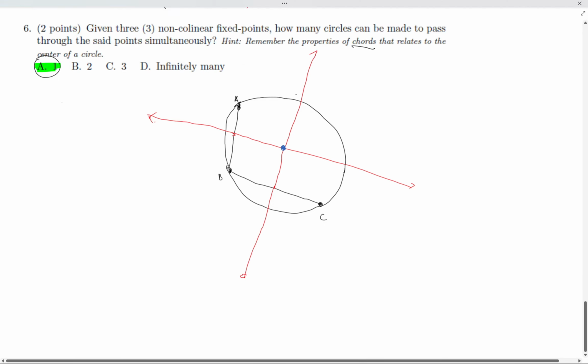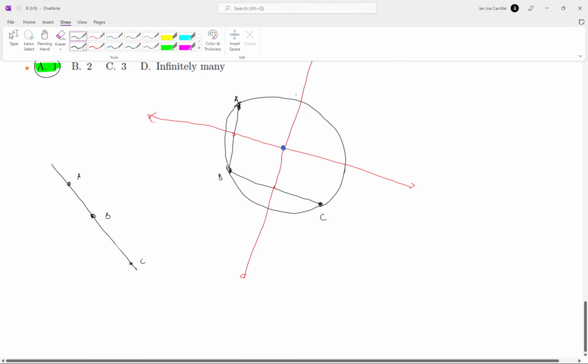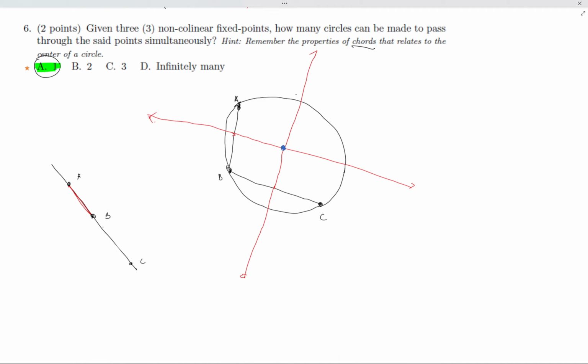Now, you might wonder what will happen if the 3 points are collinear. If the 3 points are collinear, they should be in the same line. So I'm going to draw a line here, perhaps like this, and let's call this point A, this point B, and perhaps this point C. These are all collinear. Now, if these 3 points were on a circle, we can again draw another set of line segments that correspond to the chords of the circle.